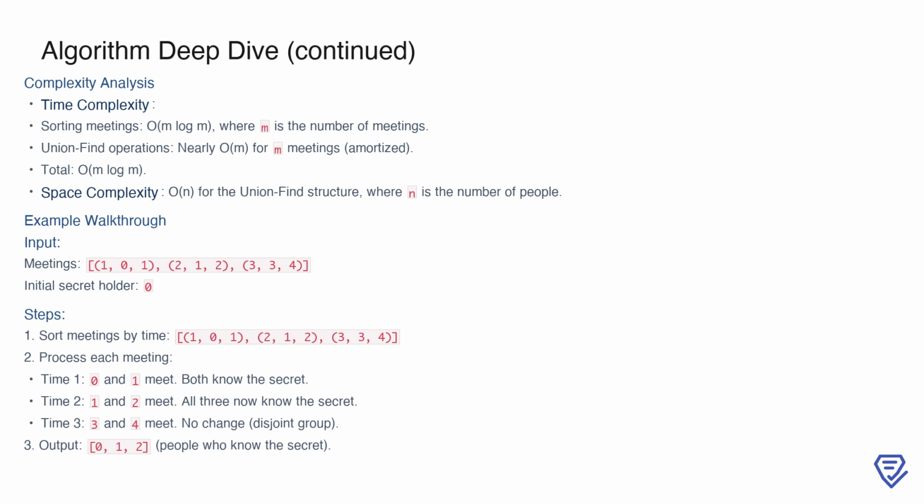Suppose we have meetings [1, 0, 1], [2, 1, 2], [3, 3, 4], and the initial secret holder is person 0. First, we sort the meetings by time, which results in the same order. At time 1, persons 0 and 1 meet, so both know the secret. At time 2, persons 1 and 2 meet, spreading the secret to person 2. At time 3, persons 3 and 4 meet, but since they are in a disjoint group, the secret doesn't spread to them. The output is 0, 1, 2, representing the people who know the secret.